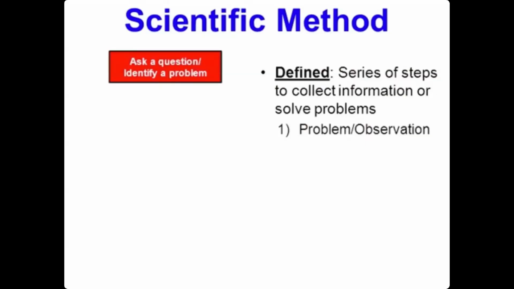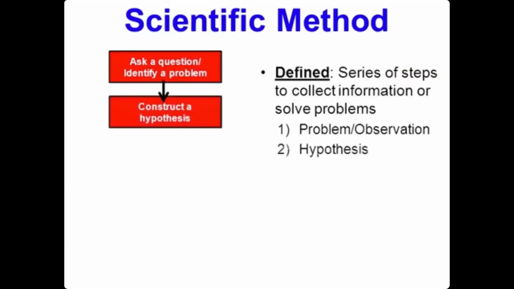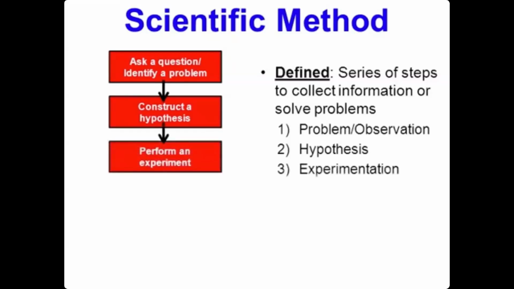But once you've identified a problem, that leads to creating a hypothesis. So constructing a hypothesis, which is just an early answer. A hypothesis is what you think the answer is to the problem that you've just witnessed. After you have what you think is the answer, that's called the hypothesis, then it's time to actually do the experiment. The experiment is going to produce data.